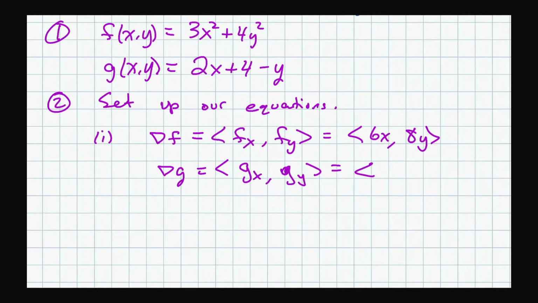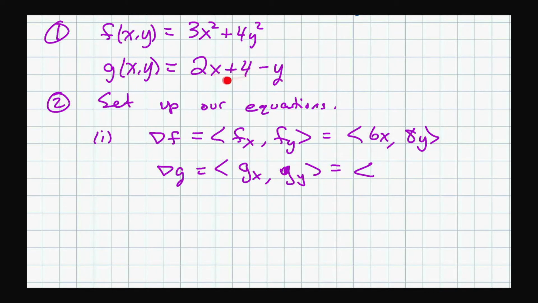We also need the gradient g, which of course is going to be gx comma gy. So what's the partial with respect to x here? It's just 2, right? Because there's only one x right there. Then we need the partial with respect to y. Partial with respect to y here is going to be -1, right? This is the only y. -1, like that.